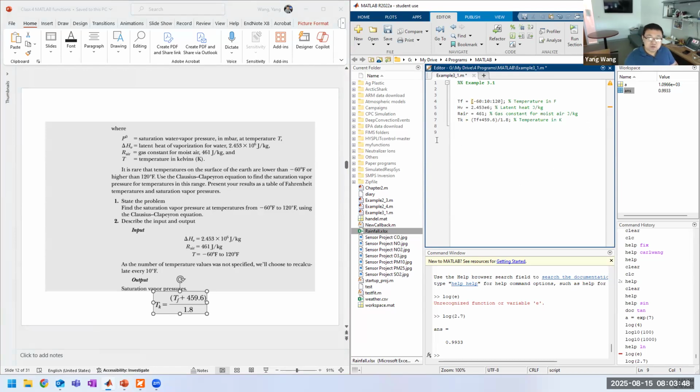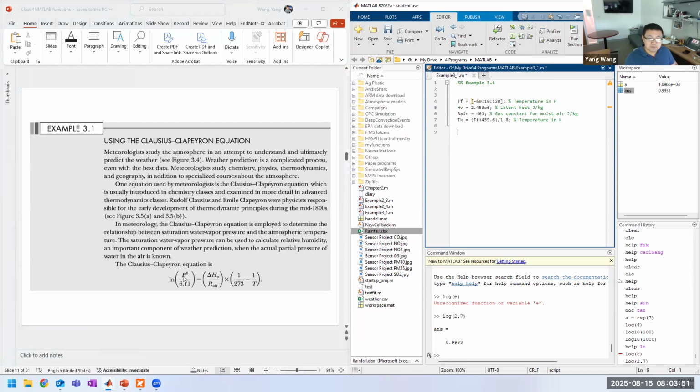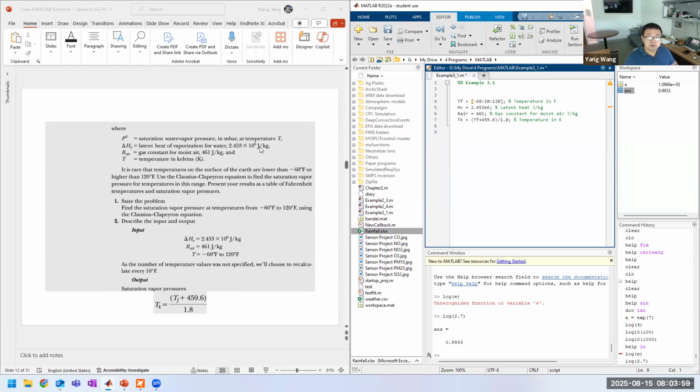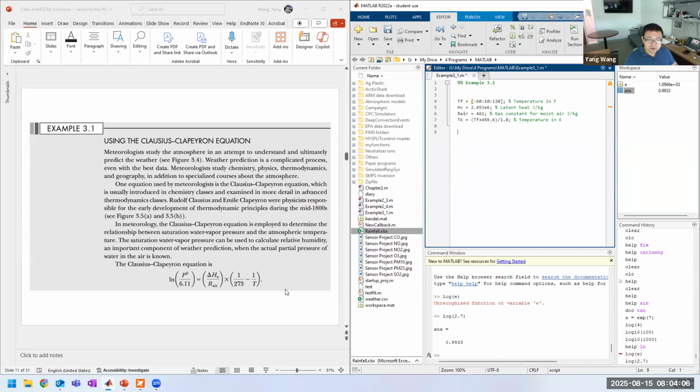Now with all of these inputs, we can start to calculate P here. These two can get canceled. We don't need to worry about the units because it already specified that the saturation vapor pressure has a unit of millibar. Then to do the calculation, we just need to take the exponential of the term on the right-hand side, so exp of HV divided by R air, multiplied by 1 over 273 minus 1 over TK.